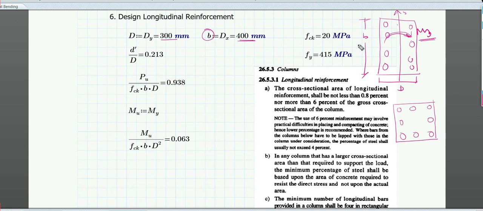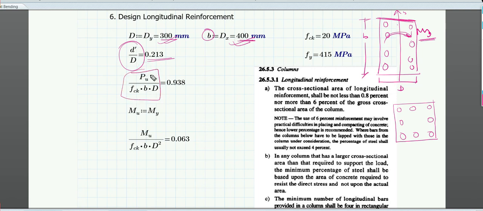B is the larger side, that is 400, and d is the shorter side, that is dy, 300 here. Also I told you about the axis: the side which the axis cuts should be taken as the depth, right? The y axis cuts this side, this side is dy, and that should be taken as depth, that is 300 mm, and here it is 400 mm, and d dash by d is nothing but 0.213.